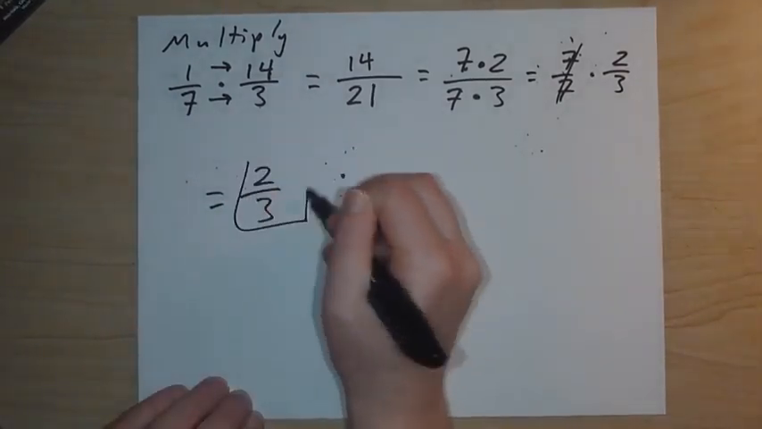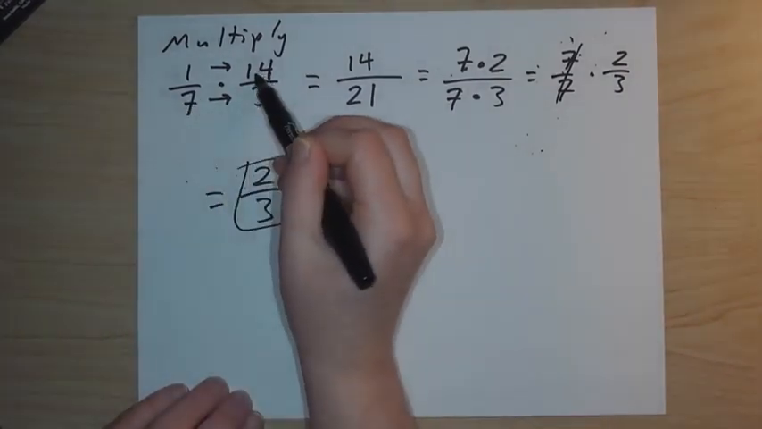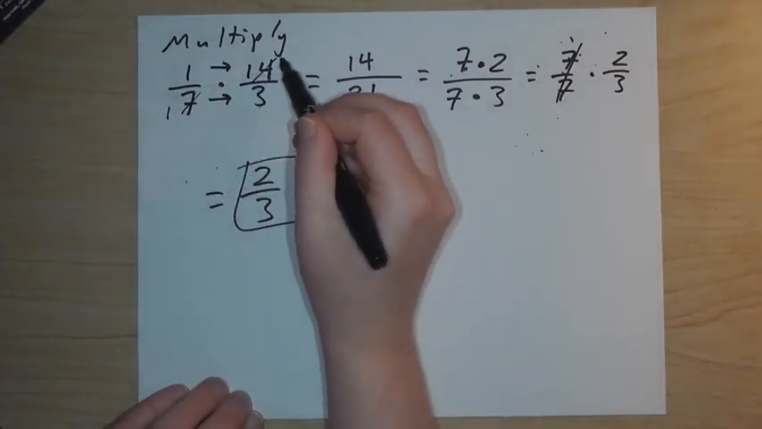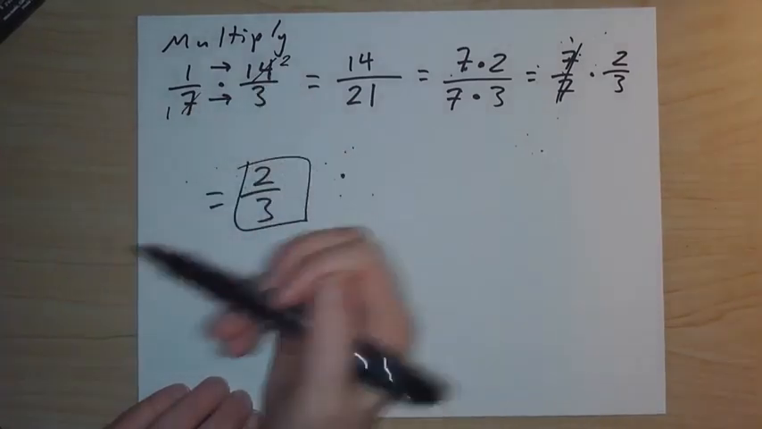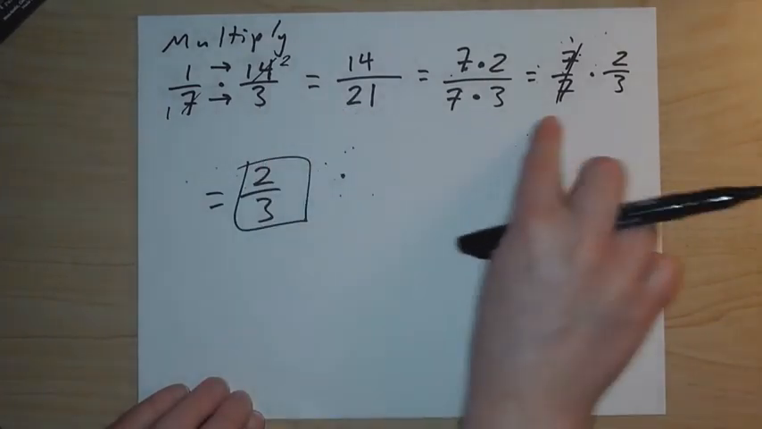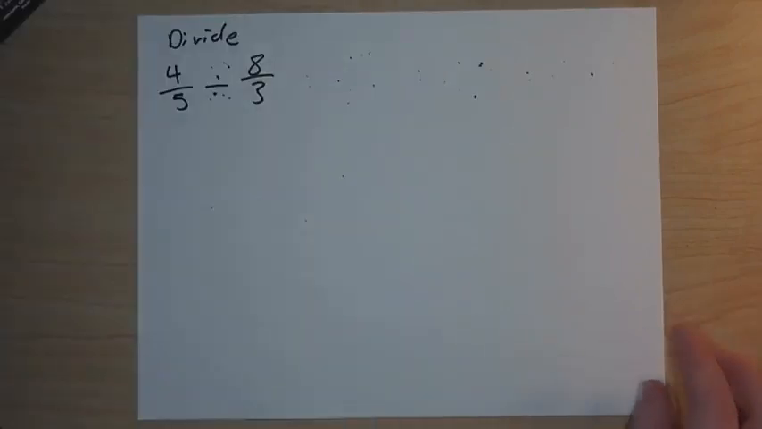And we actually could have taken out the 7 earlier, because we have a 7 here and a 14 here. We could have said, hey, there's one 7 here, and there's two 7s here. And you would have gotten 1 over 1 times 2/3. So there's an easier way to do it, but if that doesn't make sense, then here's how it works. Okay? So that's multiplication. We're going to move on to division.